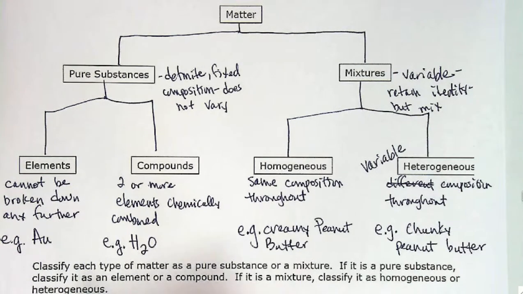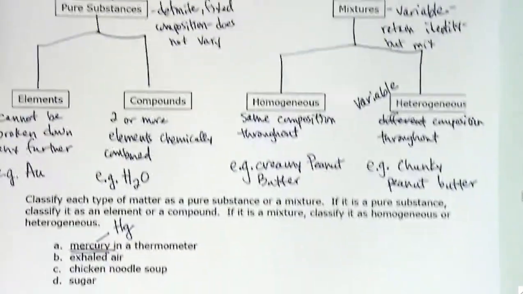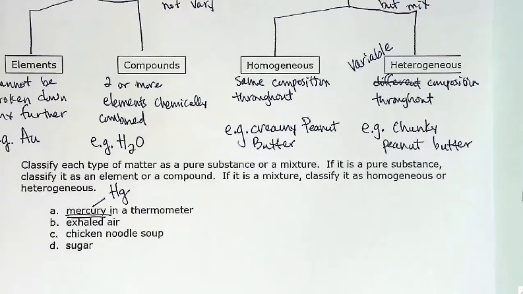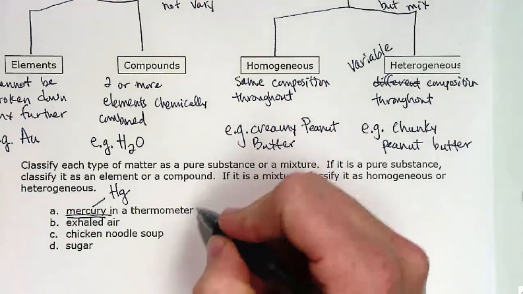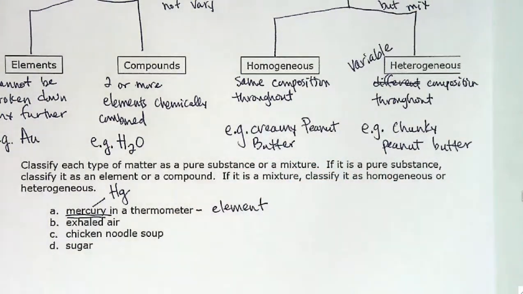mercury in a thermometer. Mercury is an element. The abbreviation is Hg. Oh, sorry, let me scoot this up for you. So mercury is an element. So in a thermometer, this will be an example of an element. So that would be a pure substance, the most fundamental substance, an element.